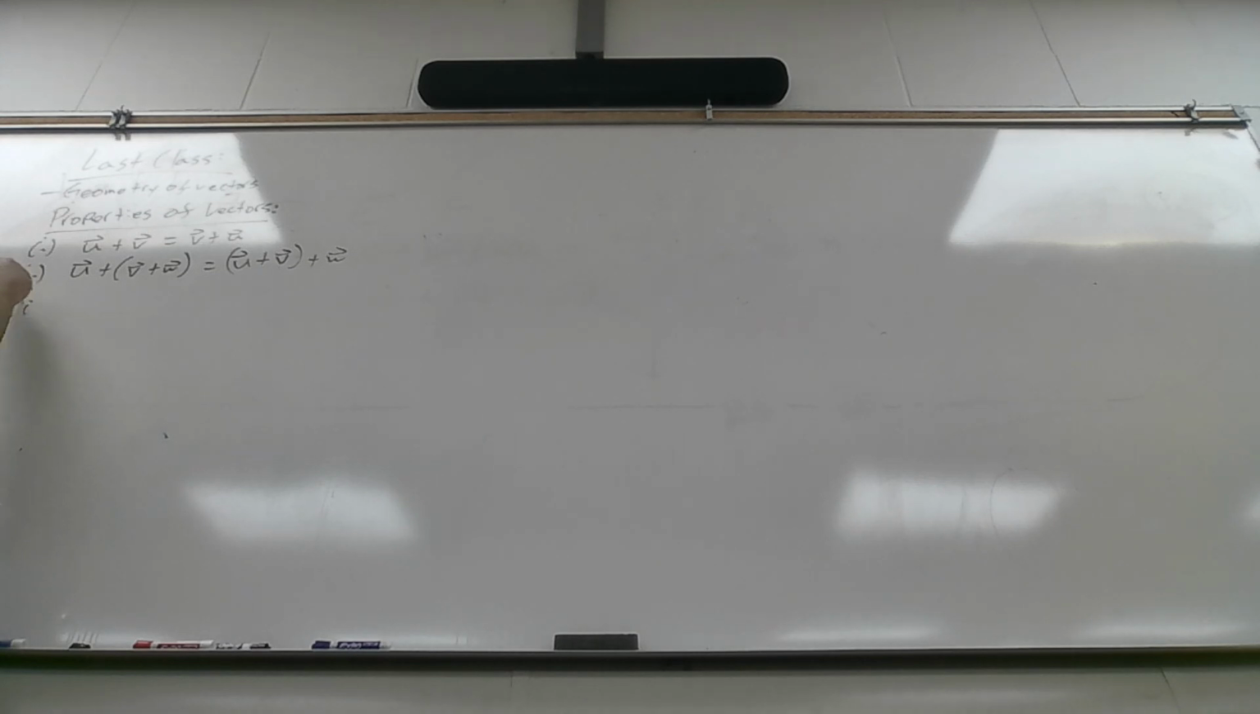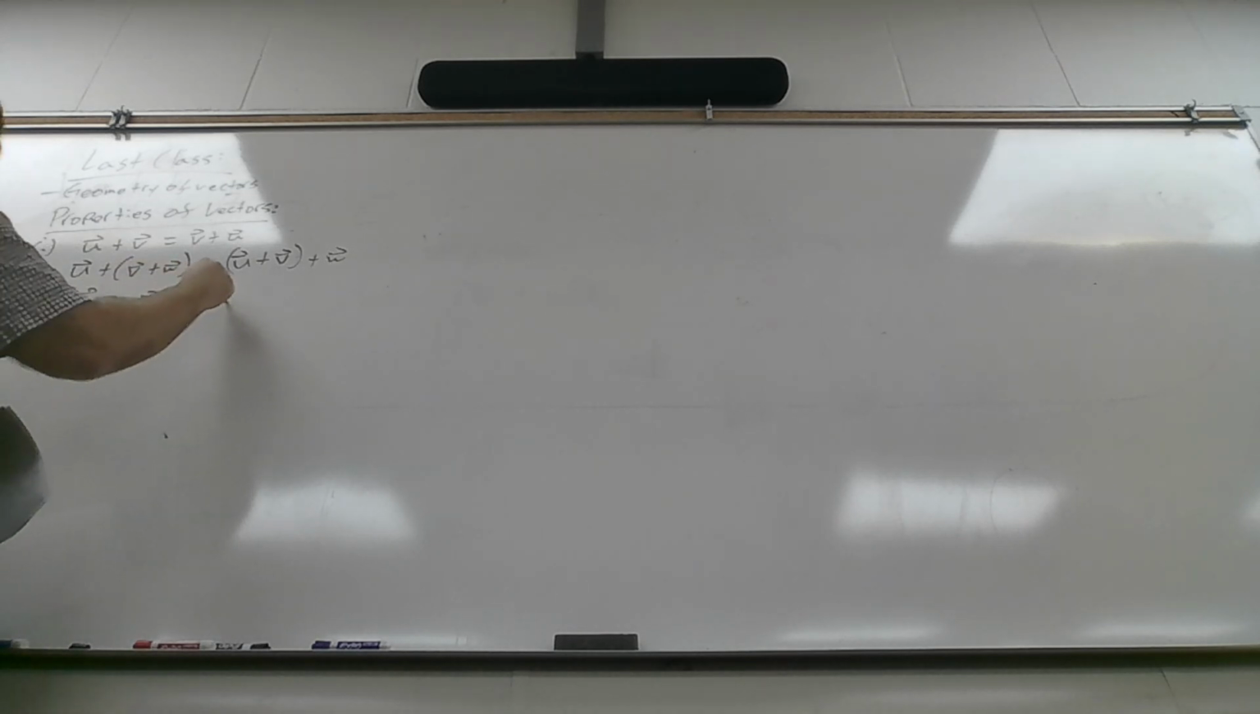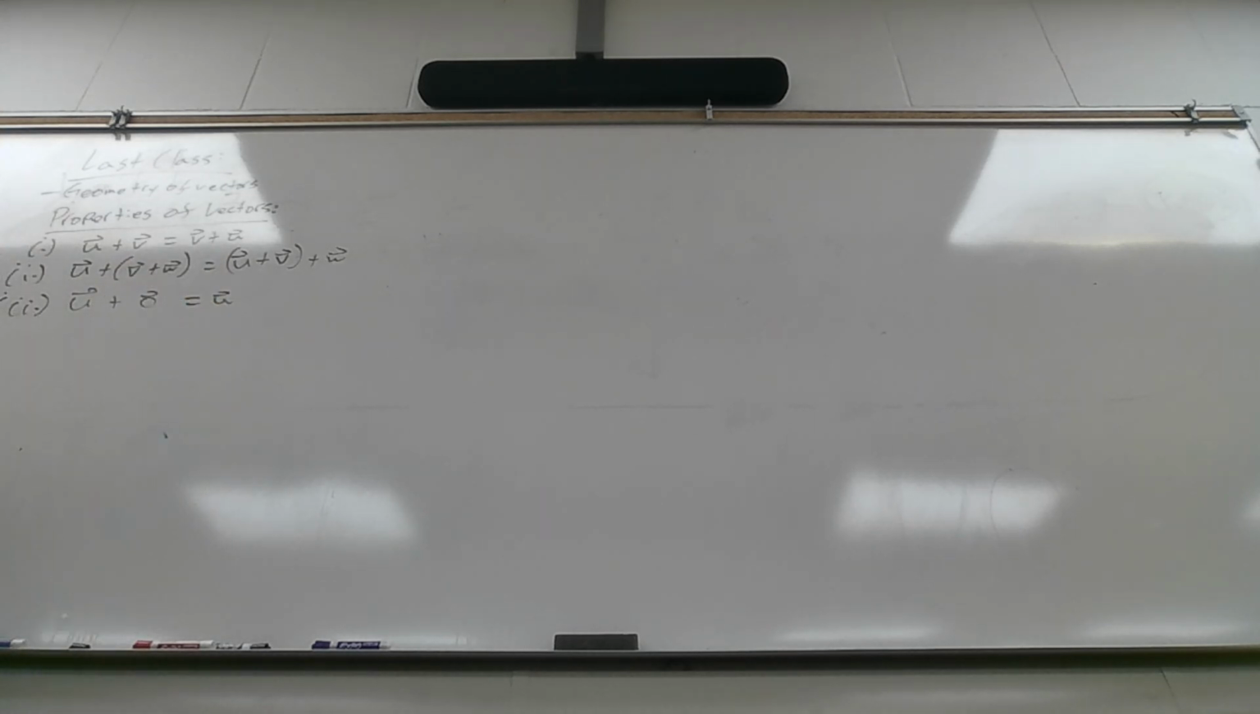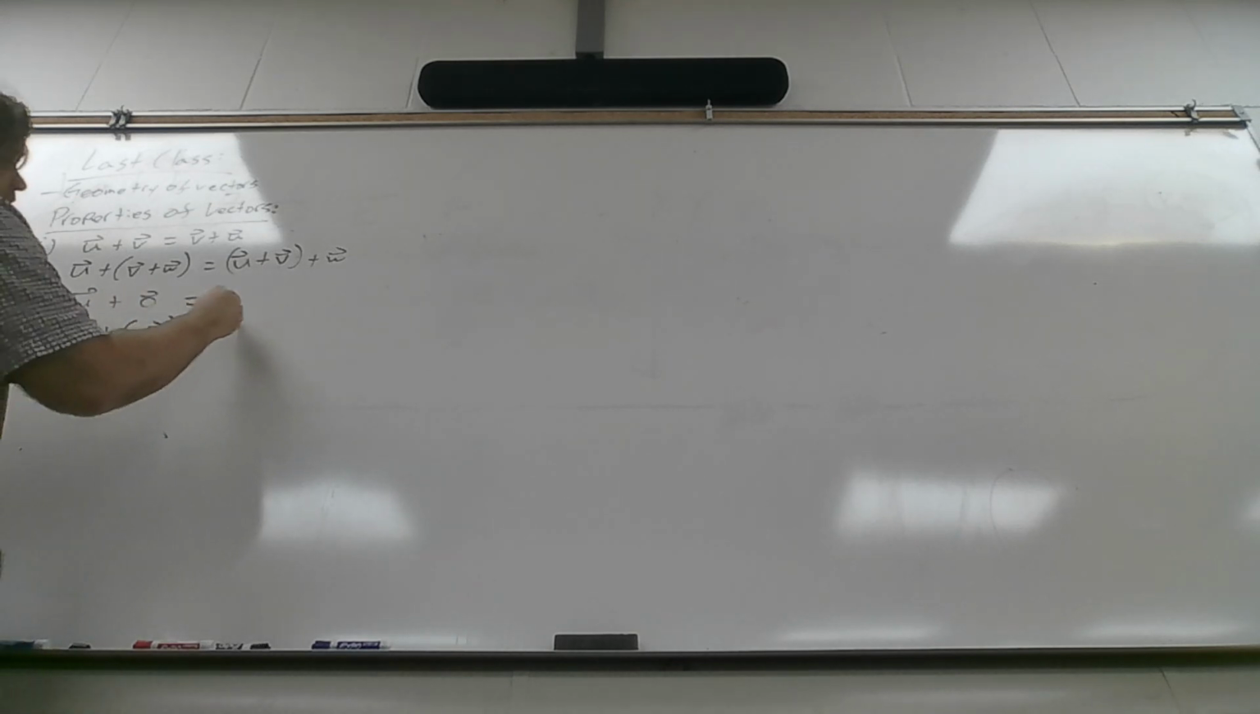But now it's time for some that are obvious. If you add the zero vector to a vector, nothing happens. Makes sense. If you take a vector and add its negative, you get the zero vector. Surprise.